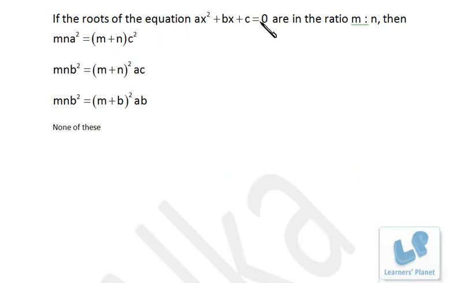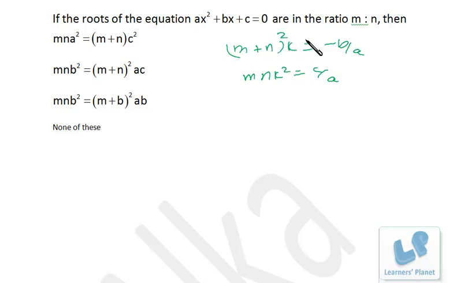If the roots of this equation are in the ratio m is to n, then we have to find mn and choose the correct option. I assume the roots are mk and nk, right? So m plus n, k will be minus b by a, and mnk square will be c by a. Now I need to eliminate k, obviously.